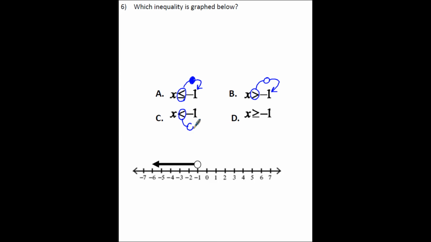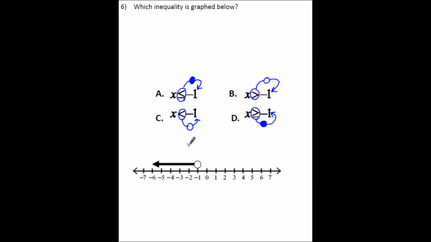This less than symbol is going to put a circle on -1, and there is no equal to sign, so we're not going to color it in. This greater than or equal to symbol is going to put a circle on -1, and it can be equal, so we are going to color in that circle. It is a closed circle on -1.